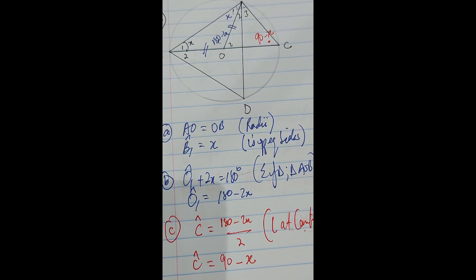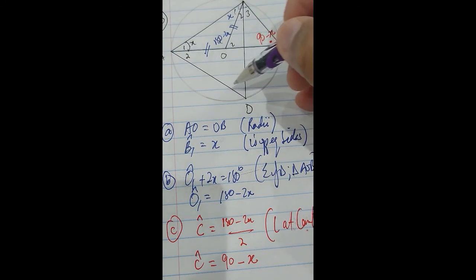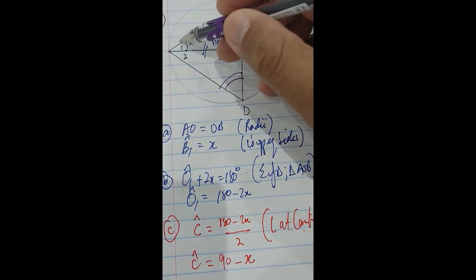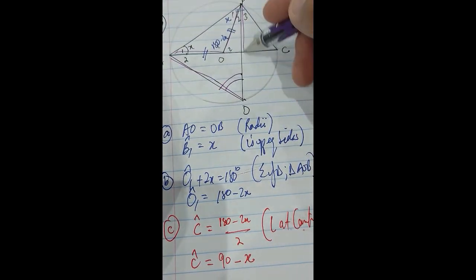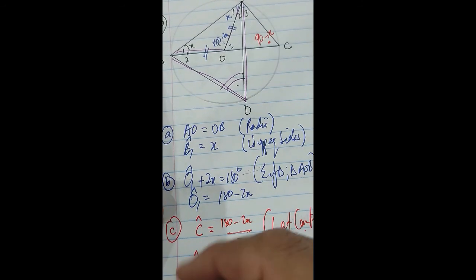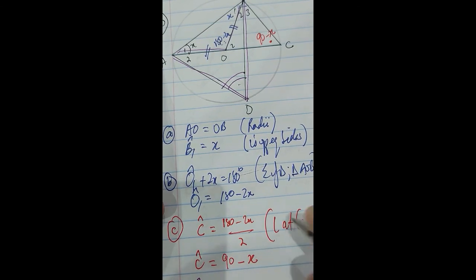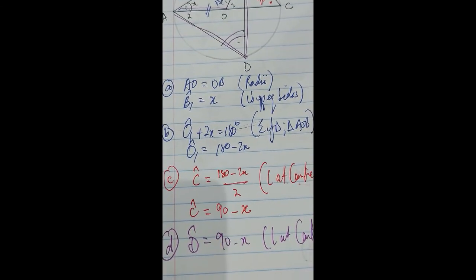Then I want you to work out angle D. Okay. So angle D, which is this angle here. Again, can you see the angle at center is twice angle at circumference? Okay. Angle at center is twice angle at circumference. So angle D is also 90 minus X. Angle at center.